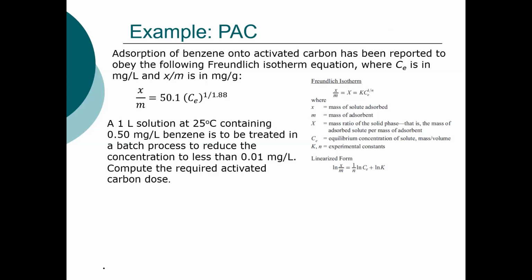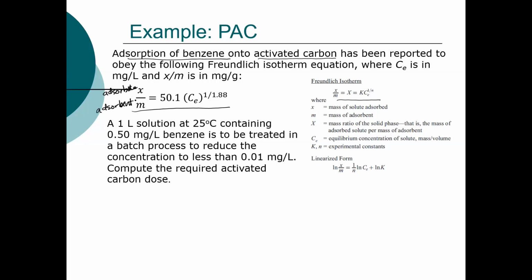We'll look at this first example here, where we're looking at adsorption of benzene onto activated carbon. An equilibrium study has been done, and the data has been modeled using a Freundlich isotherm. This is the basic equation for the Freundlich isotherm. The screenshot is actually from the FE reference handbook. So this is the equation. X is the mass of adsorbate, and M is the mass of adsorbent.